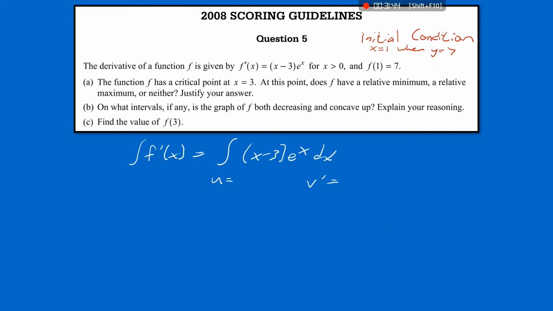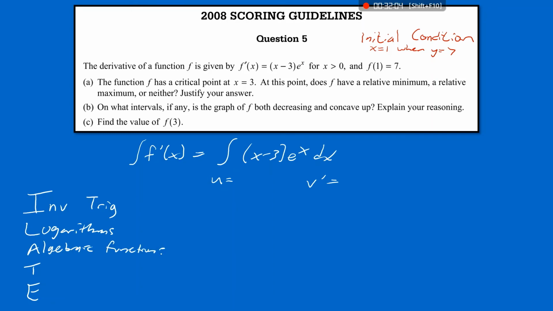Again, if you're not sure, we can use our acronym, ILATE, for our priority. This is inverse trig, logarithms, algebraic functions, so that's like polynomials, trig functions, then exponentials. So exponentials is the very last thing you want to make u. Okay, so u is x minus 3 then, and v prime is e to the x.